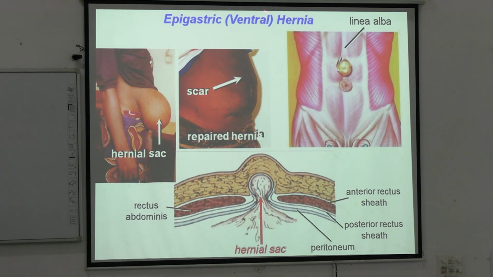Now, you see the epigastric or ventral hernia. See, it's such a big hernia. Hernial sac. Scar, repaired hernia. Now, linea alba, you can see rectus abdominis and hernial sac here. The anterior rectus sheath, posterior rectus sheath, and peritoneum. This is the peritoneum.